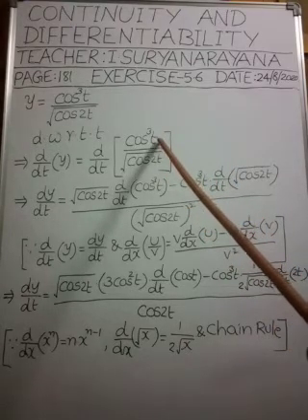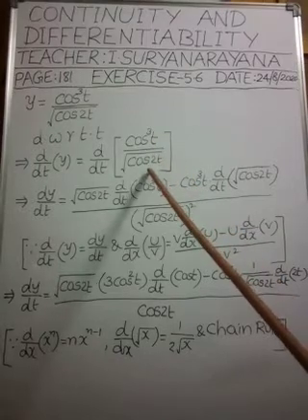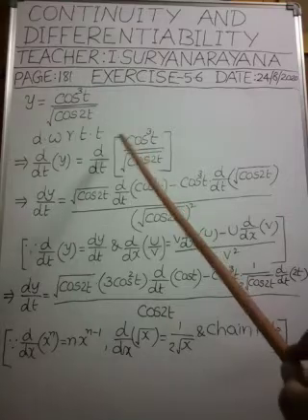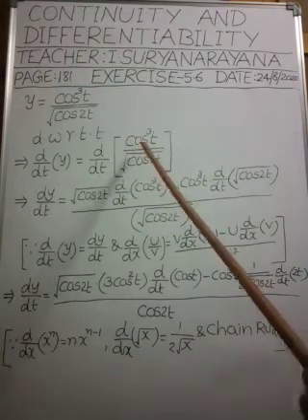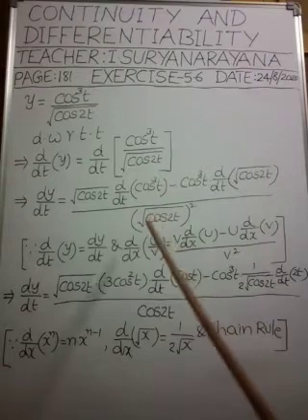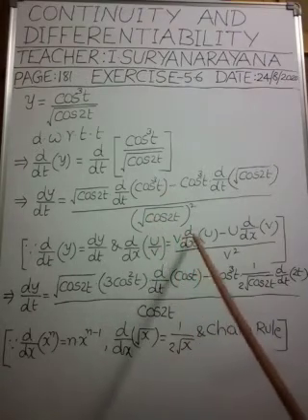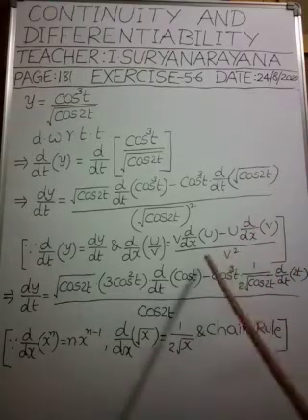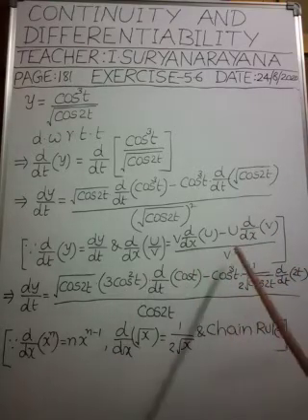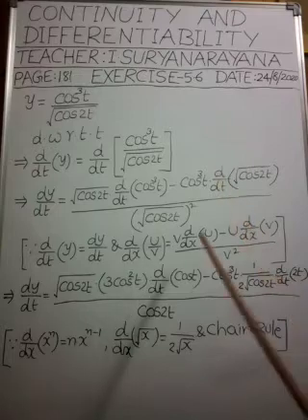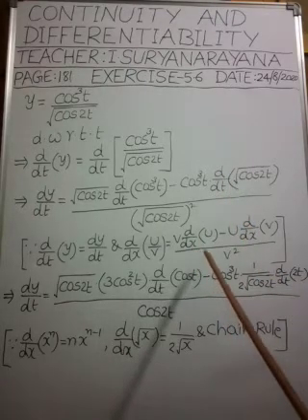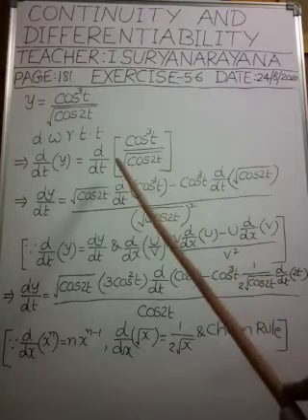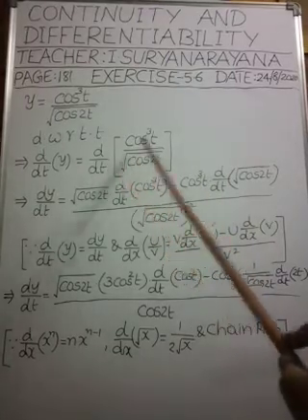Assume this function as u in your mind and assume this function as v in your mind. Okay, my children? So d by dx of u by v, what is the formula? d by dx of u by v is v into d by dx of u minus u into d by dx of v, by v square. I wrote the formula here also. Okay, my children? Do you remember this formula? Quotient rule. Okay, my children? So we apply this formula to find the differentiation of this function.